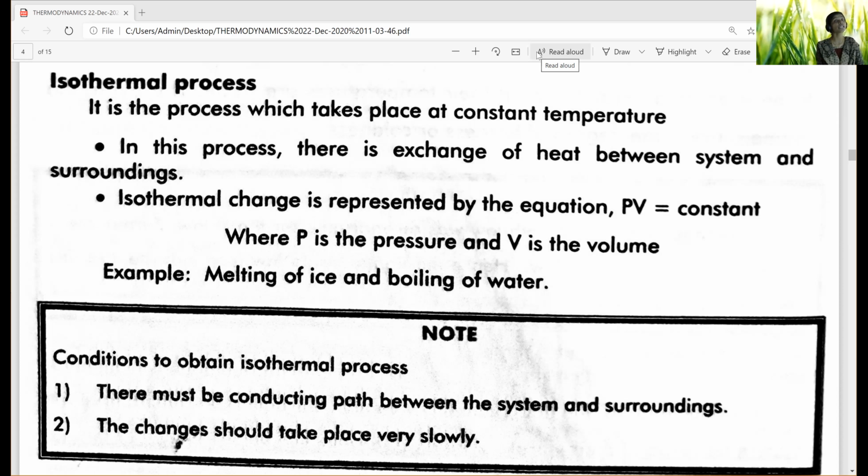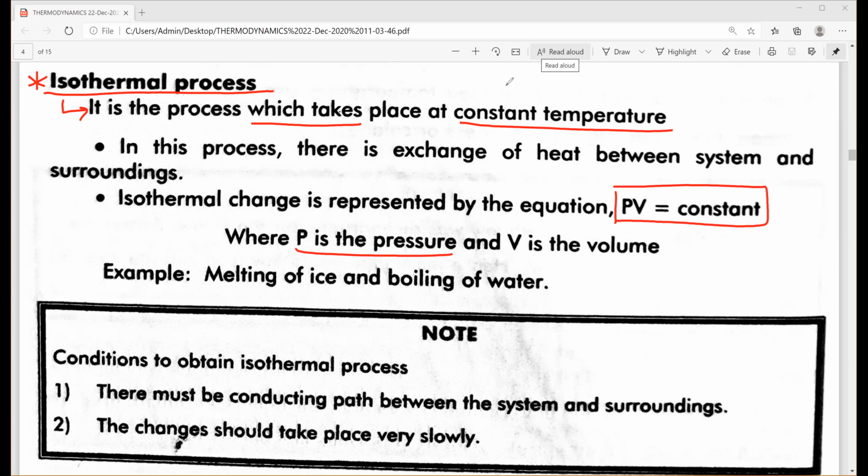So the basic definition of isothermal process is, it is one of the processes which takes place at constant temperature, and mathematically it is represented by PV is equal to constant, where P is pressure and V is volume. Examples for isothermal process: first, melting of ice, and second, boiling of water. And here one more point you have to remember. The conditions to obtain isothermal process are, first, there must be a conducting path between system and the surrounding, and second, the change should take place very slowly. These are some of the conditions related to isothermal process.